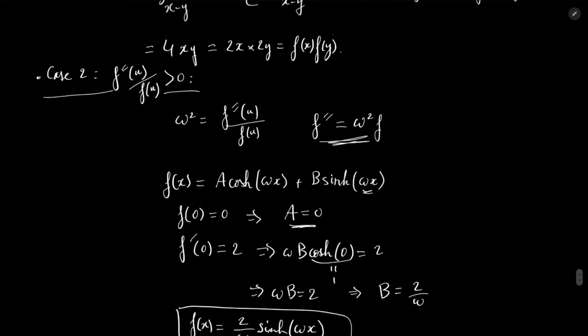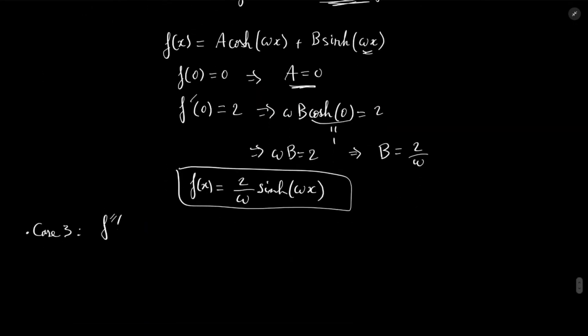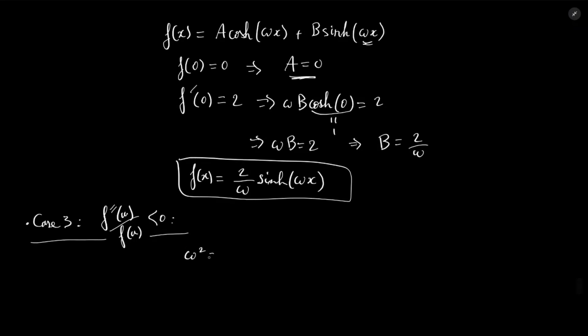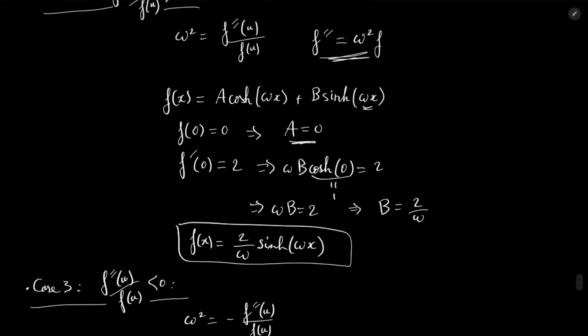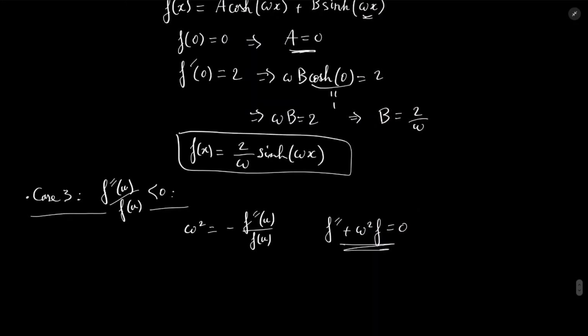Now let's talk about the case 3. So for the case 3, what we have is that the second order derivative of f of u divided by f(u) is strictly negative. And in that case, we are going to write that omega squared is equal to minus the second order derivative of f in u divided by f of u. And we can write that the second order derivative of f plus omega squared f is equal to 0. We also know how to solve this kind of equation, and all the functions that verify this differential equation are the functions f of x is equal to a cosine omega x plus b sine omega x.